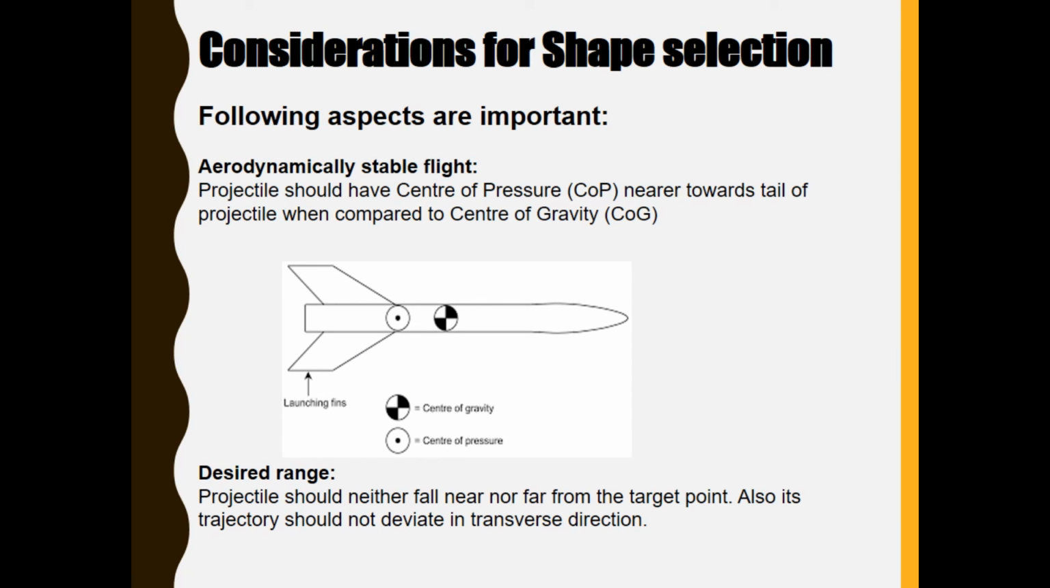Considerations for shape selection. We select the shape of a projectile so as to achieve the following. First, to achieve an aerodynamically stable flight, and second, to achieve the desired range. For achieving aerodynamically stable flight, the center of gravity and center of pressure need to be at a distance, and the center of pressure should be towards the tail of the projectile, while the center of gravity should be towards the head part. And for the desired range, the projectile should neither fall near nor far from the target, so its trajectory should not deviate in the transverse direction. That is, we have to minimize yaw, pitch and roll motion.